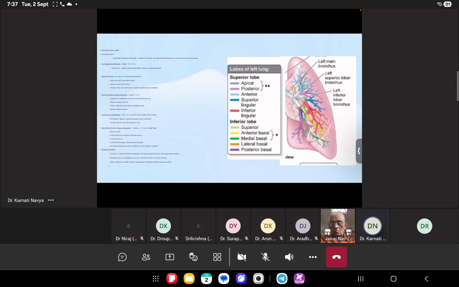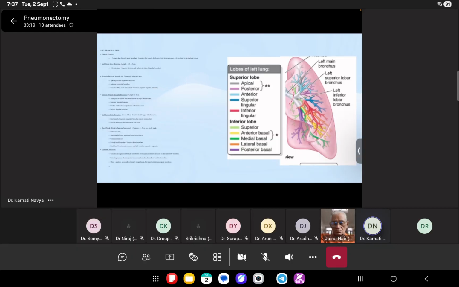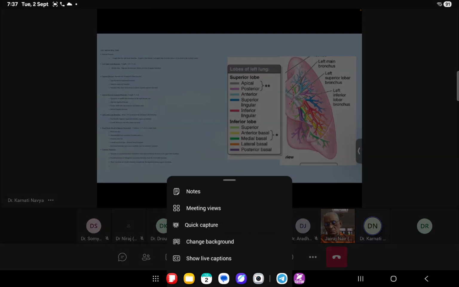The superior division ascends and commonly bifurcates into the apico-posterior segmental bronchus and the anterior segmental bronchus. The variation is usually a trifurcation if the anterior segment migrates inferiorly. The inferior division is the lingular bronchus, which is around 1 to 2 centimeters in length. It is analogous to the middle lobe bronchus on the right, and it divides into superior lingular branches, which further divide into posterior and inferior rami, and the inferior lingular branches.